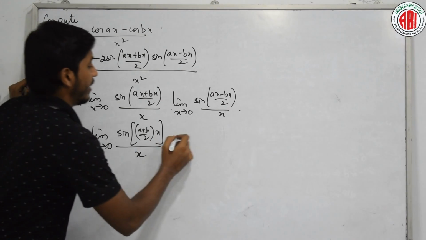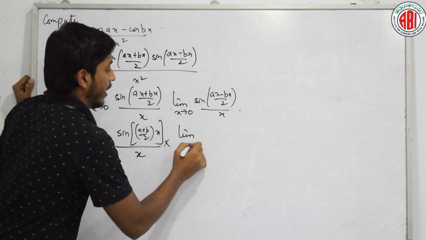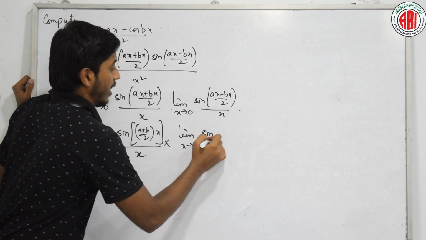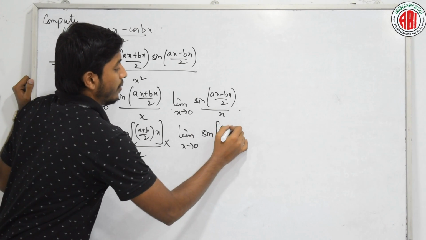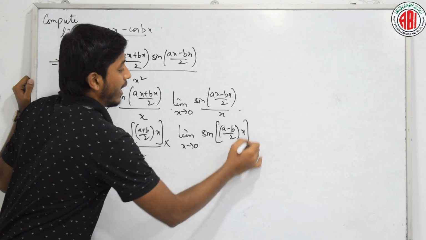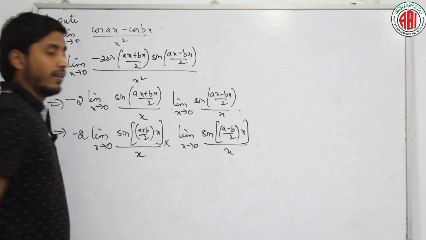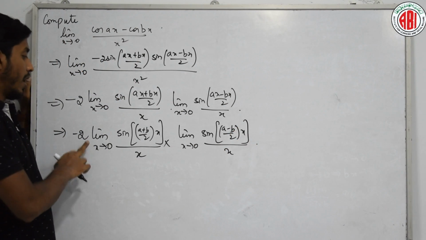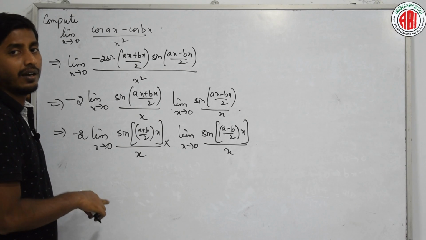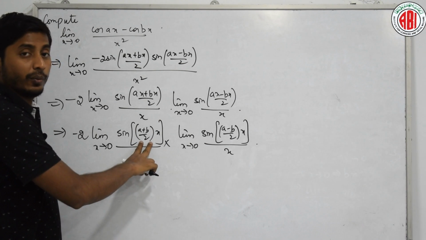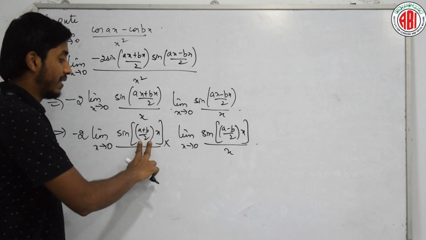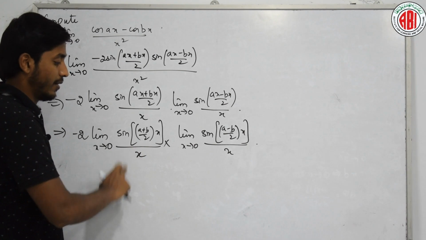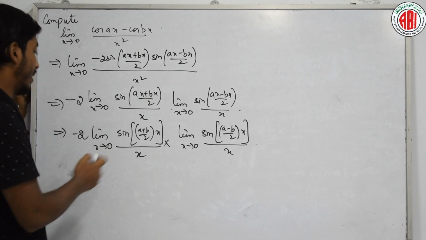Okay, and the next, limit x tends to 0 sin of A minus B by 2 into x, the whole divided by x. Now just tell me, how do I get this whole term as 1? We don't have this A plus B by 2. Now I have to multiply A plus B by 2 for this x term. Okay, let us do that.